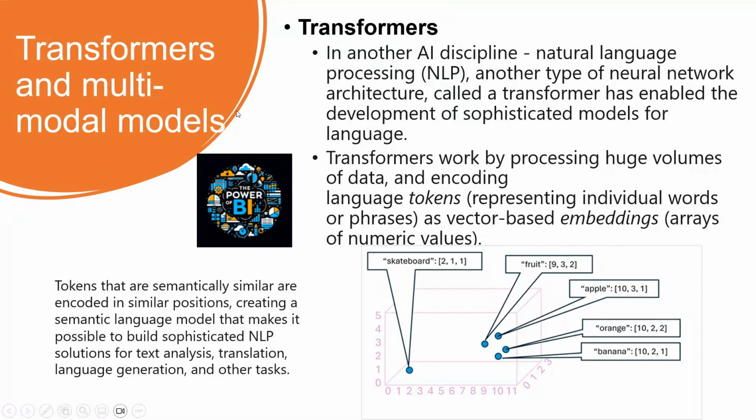Transformers, in AI, are another type of neural network architecture, which has enabled the development of sophisticated models for language. Transformers work by processing huge volumes of data and encoding language, represented as individual words or phrases, as vectors, and this works for images as well. Here is a simple example. Some words are encoded as three-dimensional vectors and plotted in 3D space.